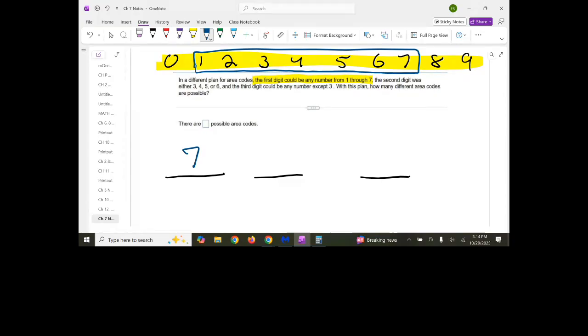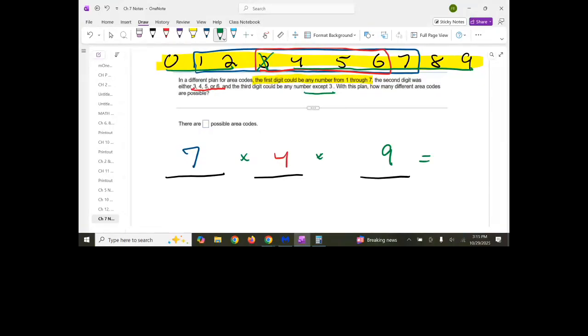Okay, the second digit can be a 3, 4, 5, or 6. So the second digit I can choose from there. 1, 2, 3, there's 4 digits right there, right? And then it says the last digit can be any number except for 3. There's 3, 4, 5, 6, 7, 8, 9. There's 9 digits there. And all I'm going to do, my friends, is multiply.